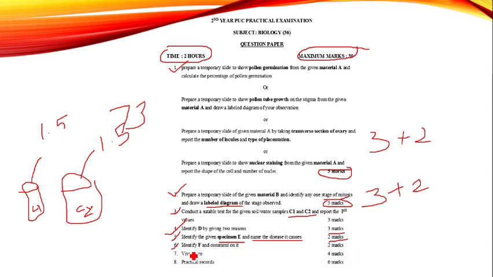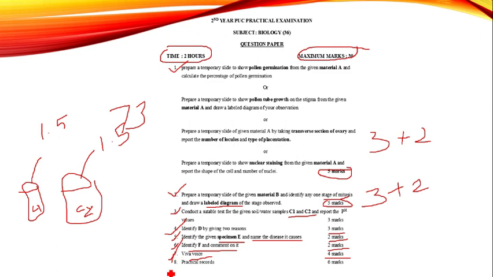Next, the 6th one: identify F. What is F? Again I will say. Here also, for identification 1 mark and for writing about it 1 mark, combined 2 marks. The 7th question is viva voce. Viva voce contains 4 marks, in which the examiner asks 4 questions. If you answer all 4 questions correctly, they will give 4 marks.